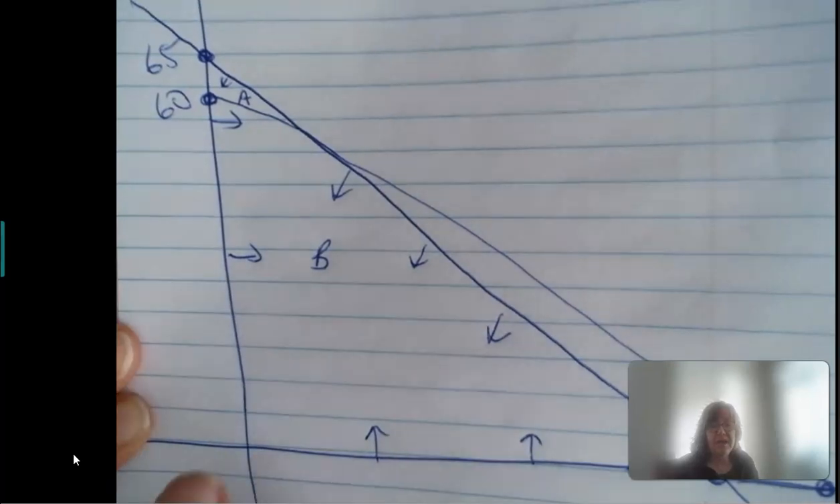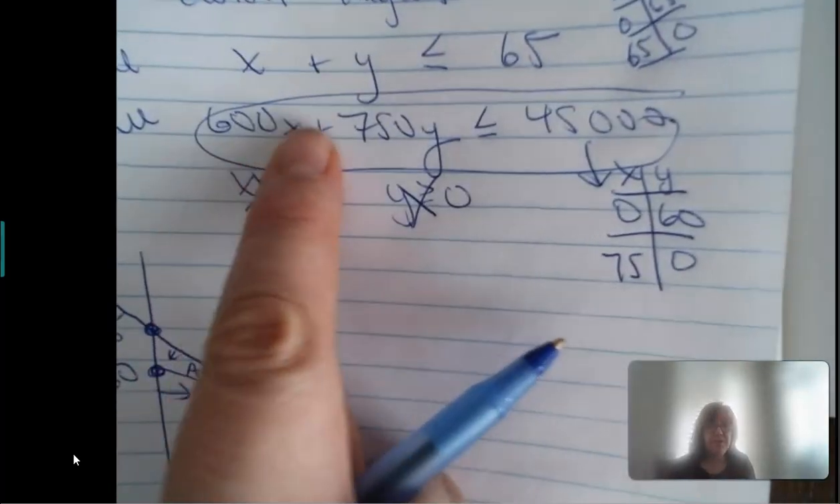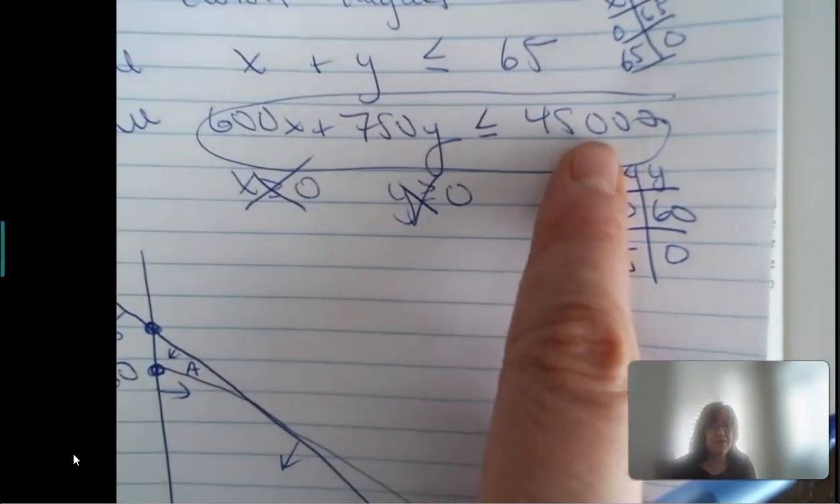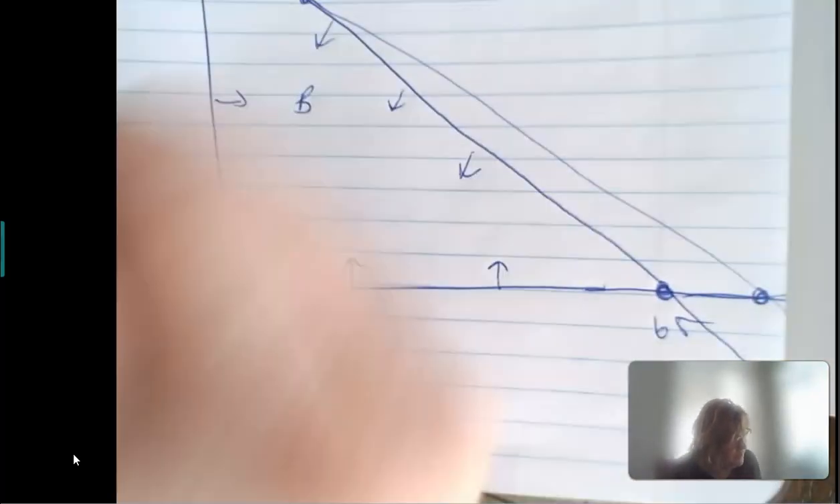All right. Now I can test 0, 0 again because it is not on that line. So is 0 plus 0 less than or equal to 45,000? The answer is yes. So I know A is a no. I'm in this region right here.